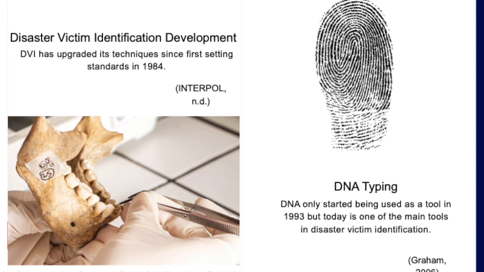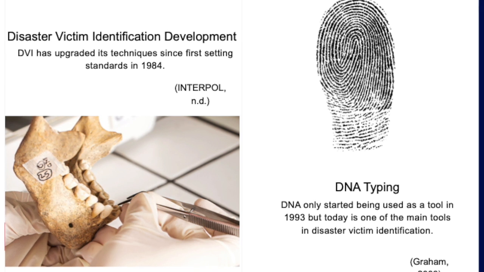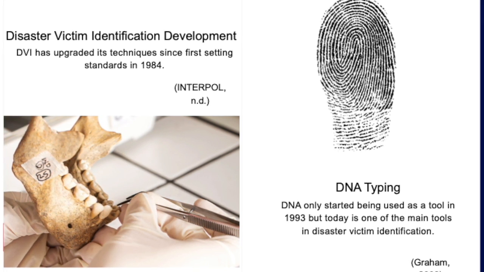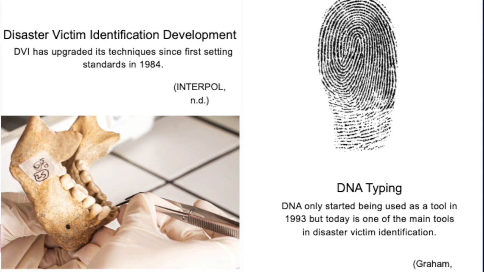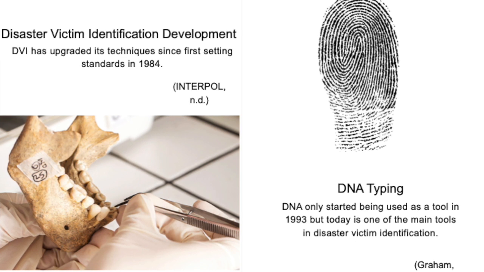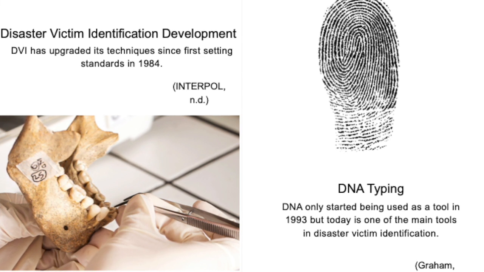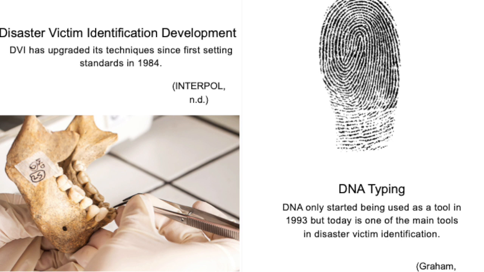When DNA typing started being used, it was the last resource used for victim recognition, as it was very slow and very costly. Today, on the other hand, DNA is one of the main methods of disaster victim recognition, as technology has significantly improved, and its use has allowed for the development of more practical and accurate DNA systems.